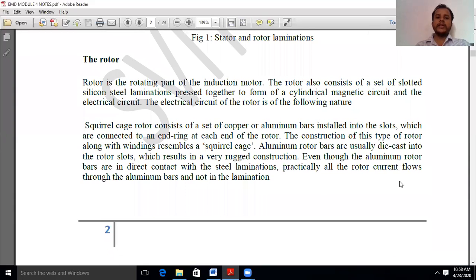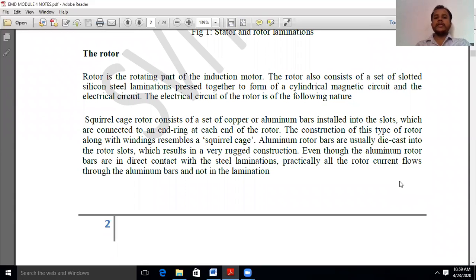So it may be a squirrel cage rotor, consisting of a set of copper or aluminum bars installed into the slots which are connected to an end ring at each end of the rotor. The construction of this type of rotor along with the windings resembles a squirrel cage.